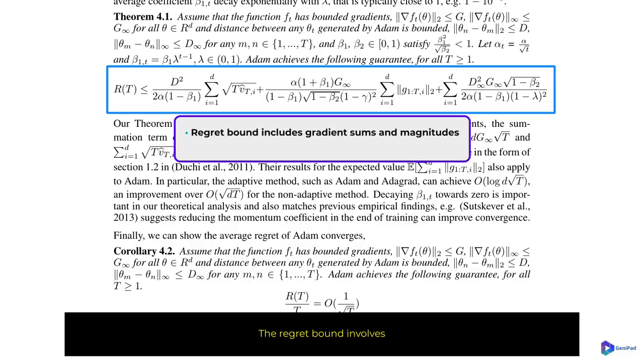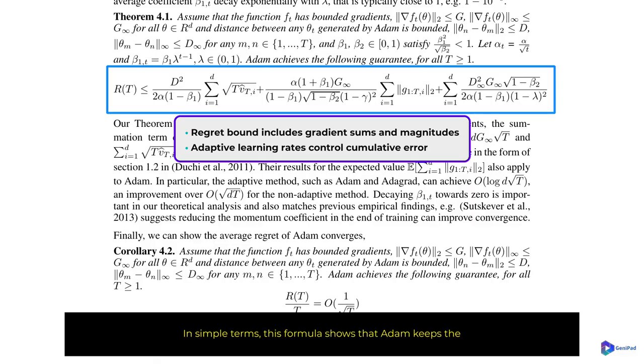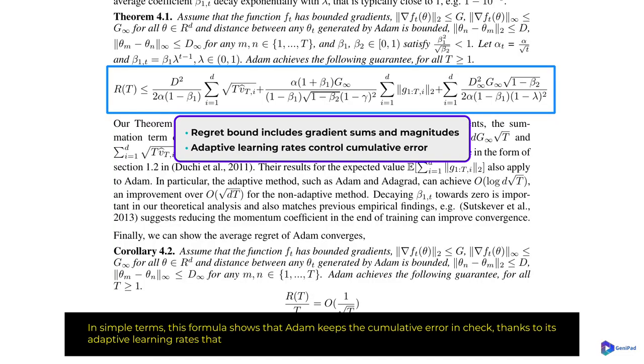The regret bound involves terms that account for the sum of gradients and their magnitudes over time. In simple terms, this formula shows that Adam keeps the cumulative error in check, thanks to its adaptive learning rates that adjust based on past gradient information.